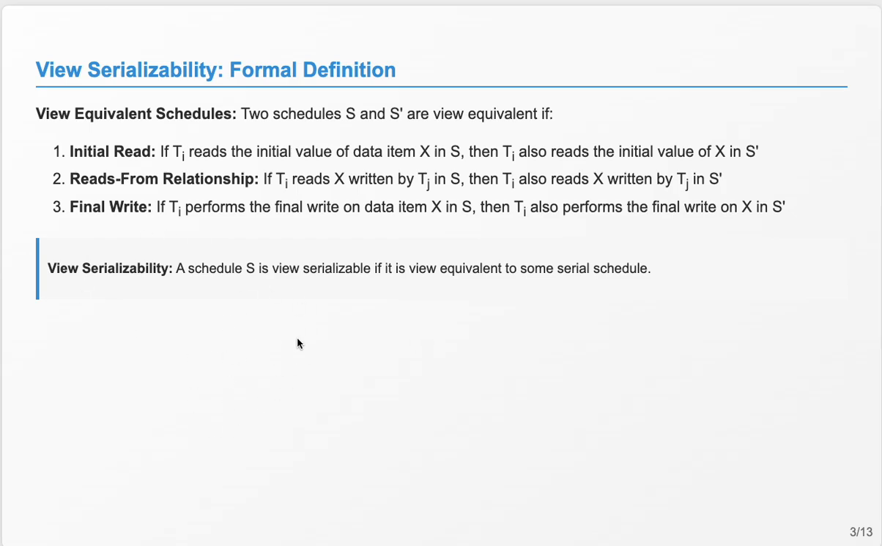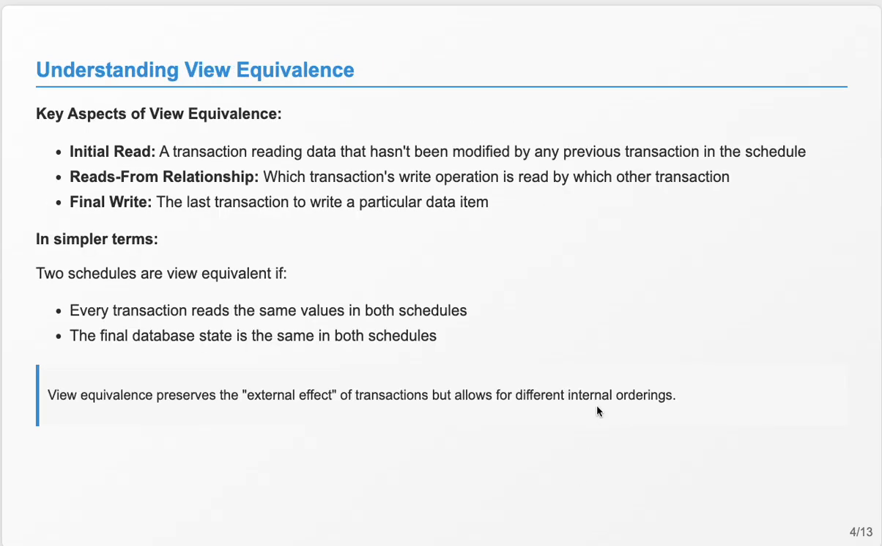So a schedule is view serializable if and only if it is view equivalent to some serial schedule. And note that when we have n transactions, there are actually n factorial possible serial schedules of these transactions. Let's better understand the key aspects of view equivalence.